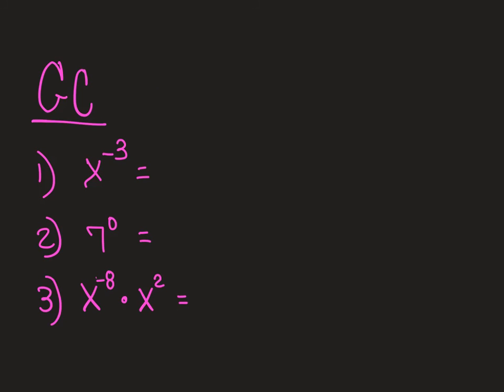Here are your Google Classroom questions. Tell me what x to the negative third would look like. What is anything to the 0 power? And then remember, this is the adding rule. What's that going to look like when you're done? Good luck.